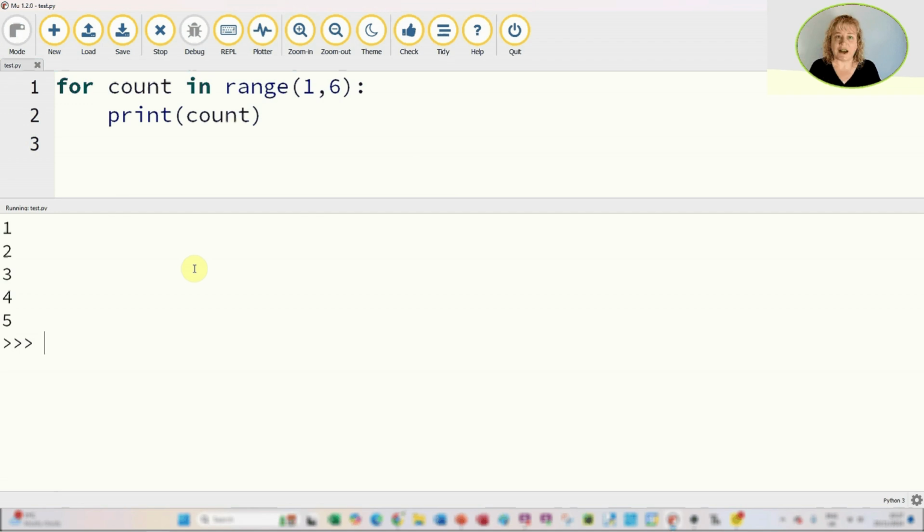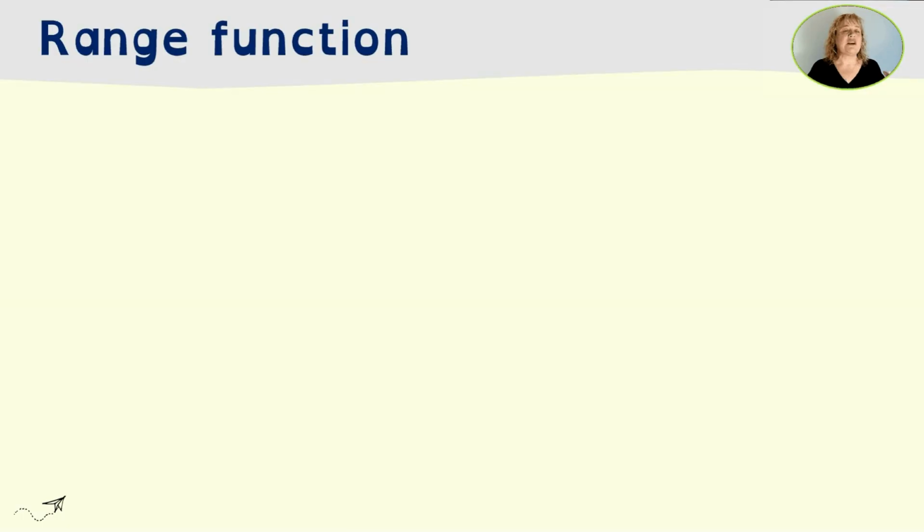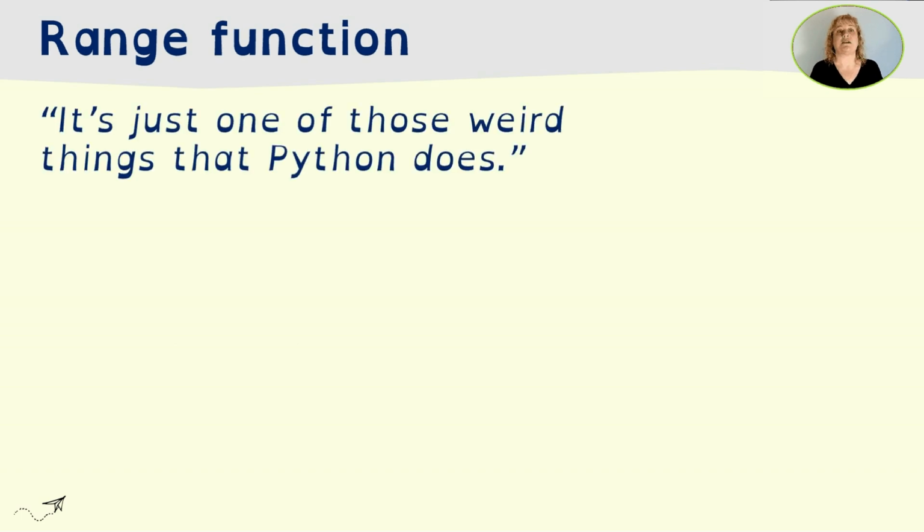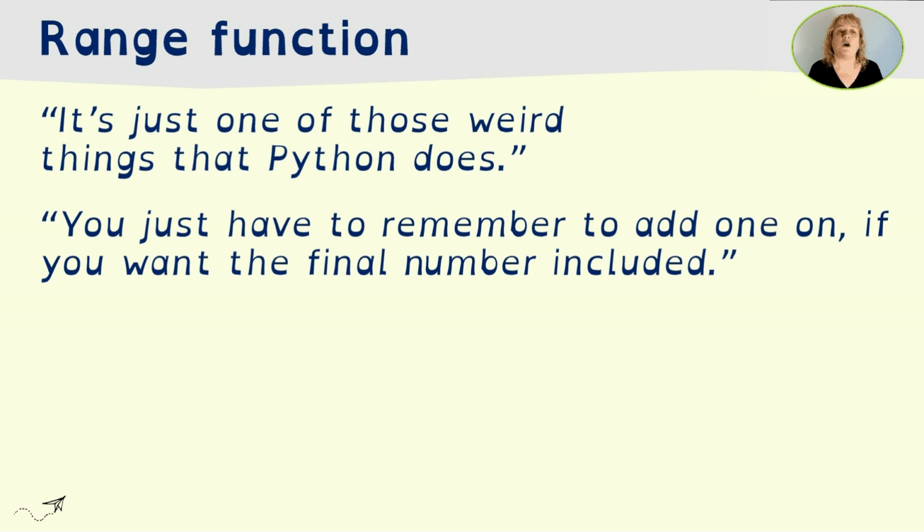So let's see what's actually happening and a good reason for why that's happening. As we've seen, it's not really working as people would expect. I've trained people all over the country in how to teach Python a bit better, and I've heard all sorts of excuses from teachers about why the range function isn't working as they expect, such as it's just one of those weird things that Python does, or you just have to remember to add 1 on if you want the final number included. Neither of these are satisfactory explanations for students about why it's not working as they might expect.